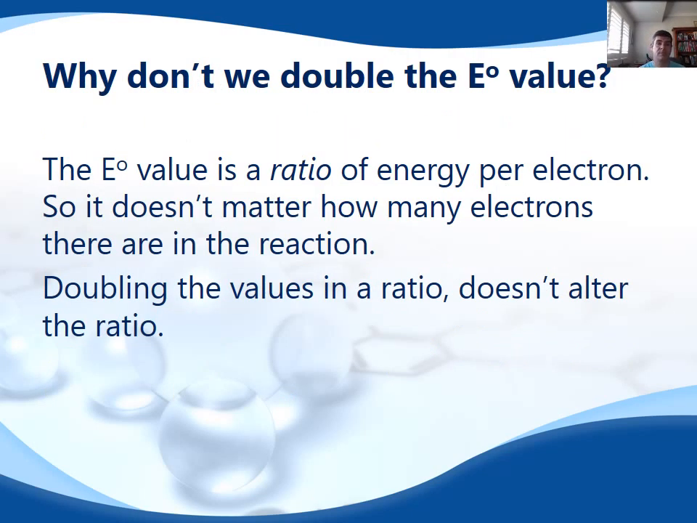Why don't we double the value? This is one thing that's come up previously. The reason we don't is because the E0 value is a ratio of energy to electrons, so the amount of energy per electron. It doesn't matter how many electrons there are, we still get that amount per electron. So that's the way that this works. So when we double the values, or we triple them, or we change the sign in order to ensure that the number of electrons for both the oxidation and reduction half cells are equivalent, so they can cancel when we add them together, we don't change the value of the E0s. They are always going to remain the same. The only thing that may change is their sign.